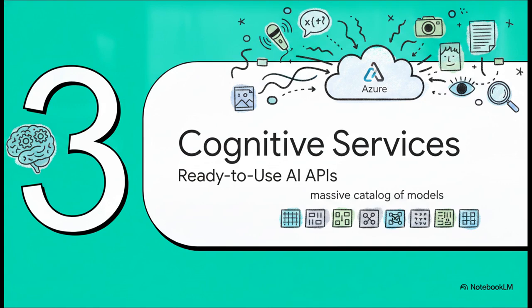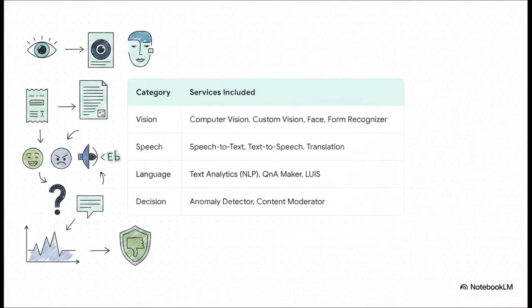All right, Section 3, ready-to-use cognitive services. Let's look at some pre-built AI APIs. The great thing is you don't always have to build custom pipelines from scratch. Azure offers this huge catalog of cognitive services. Basically, these are pre-trained models grouped into vision, speech, language, and decision categories. Honestly, these are a developer's best friend.